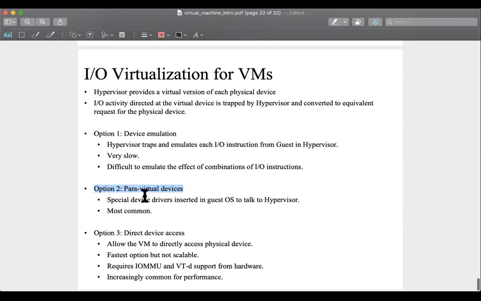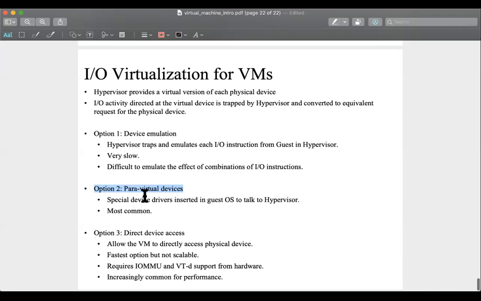And they're more portable, meaning that you can have any physical device, any physical hard disk, any physical network card, whatever. But then these ParaVirtual devices can be the same. So you can take any ParaVirtual device and use it with any physical device. So it gives you more portability, right? You don't have to keep reconfiguring your VM for different types of hardware devices. So this is the most common way of accessing IO operations in a VM.